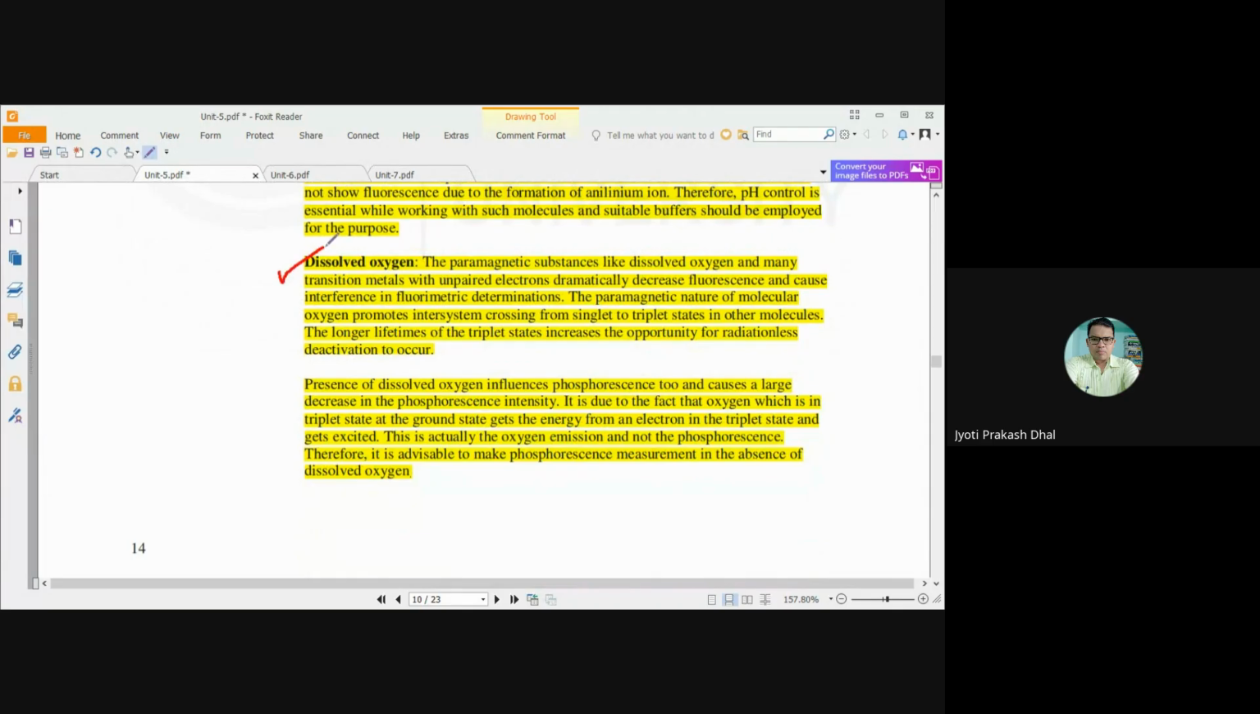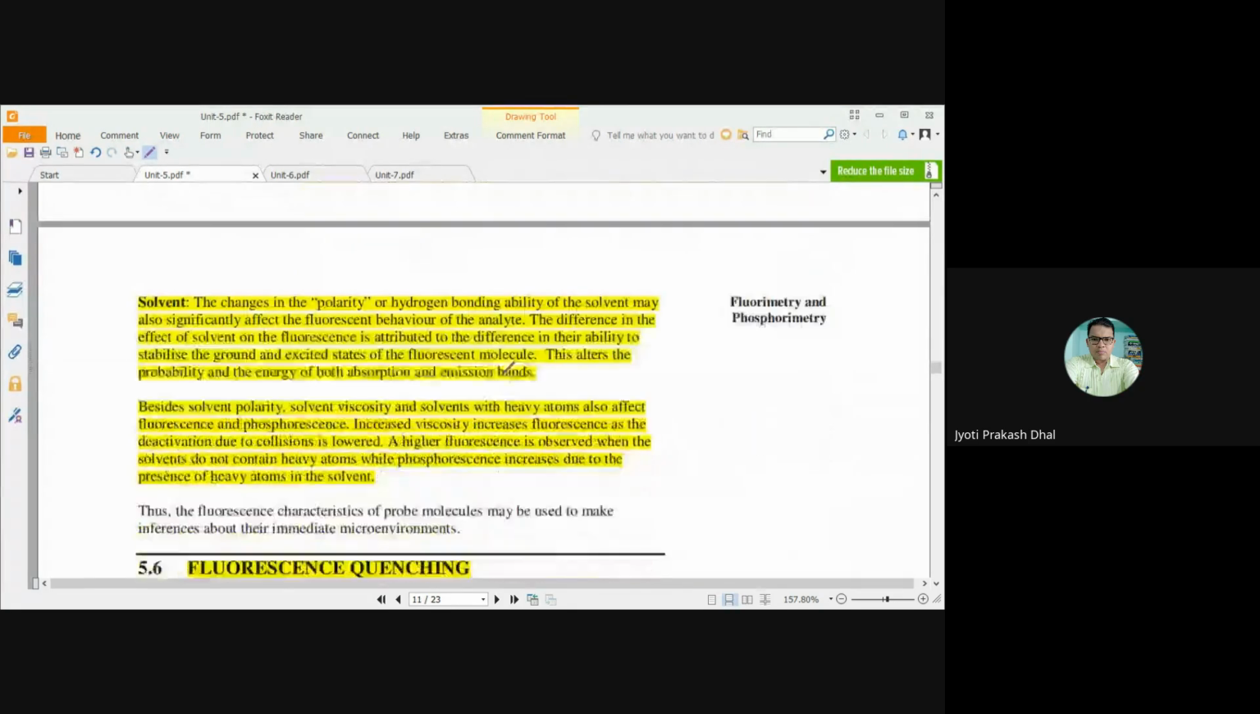Now coming to dissolved oxygen. The paramagnetic substances like dissolved oxygen or many transition metals with unpaired electrons dramatically decrease the fluorescence and cause interference in fluorometric determination. So the paramagnetic nature of the molecular oxygen promotes the intersystem crossing process, and that's why the fluorescence intensity will decrease.